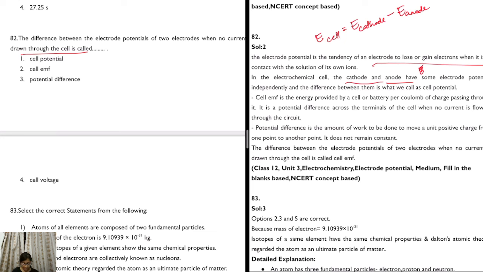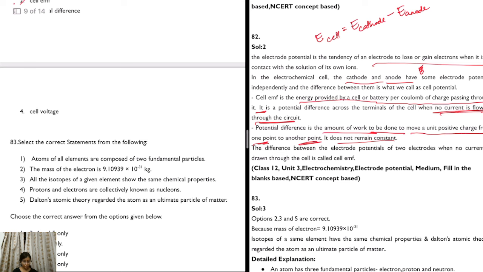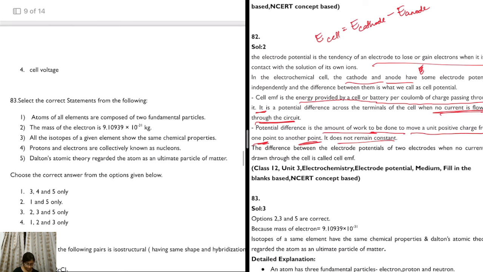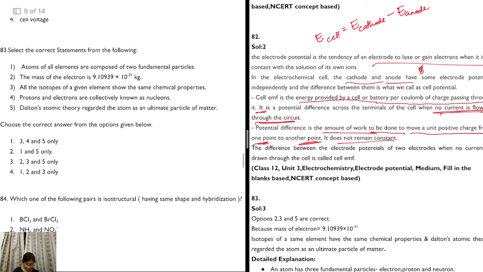What is cell EMF? It is the energy provided by a cell or a battery per coulomb of charge passing through it. And it is when no current is flowing. So this would be our answer. Let's see the potential difference. Potential difference is the amount of work to be done to move a unit positive charge from one point to another. It does not remain constant. It will either drop or increase. And we all know cell voltage. It is the voltage of the cell. We can calculate it using a voltmeter.